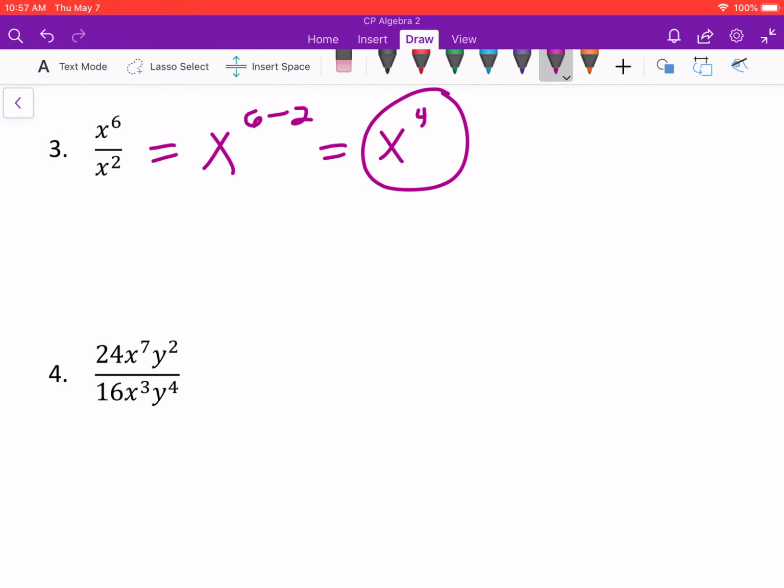A little bit more complicated is number 4. We have 24x to the 7th y squared over 16x cubed y to the 4th. So first, if I'm looking at that 24 and the 16, they're both divisible by 4. So I'm going to just divide 4 out of each of those. Actually, they're both divisible by 8, so we'll just divide 8 out of each of those. 24 divided by 8 is going to leave us with 3. 16 divided by 8 is going to leave us with 2. So that becomes 3 over 2.